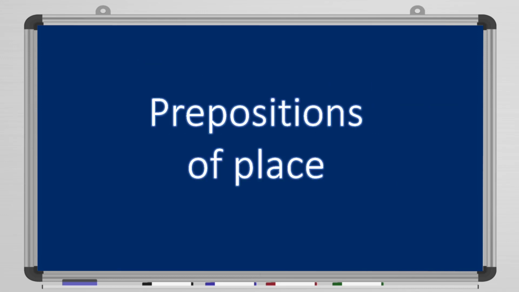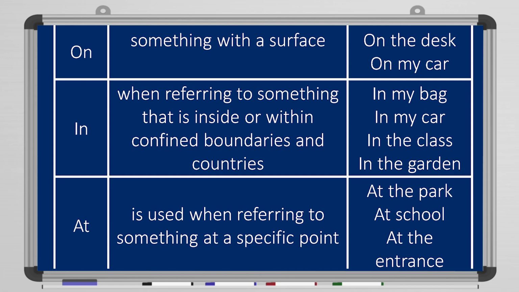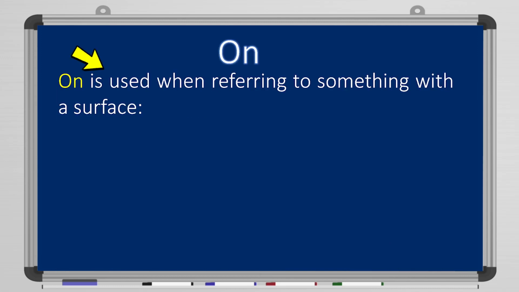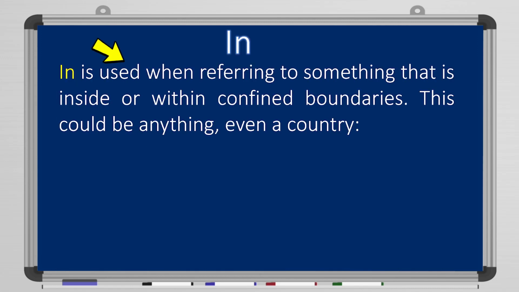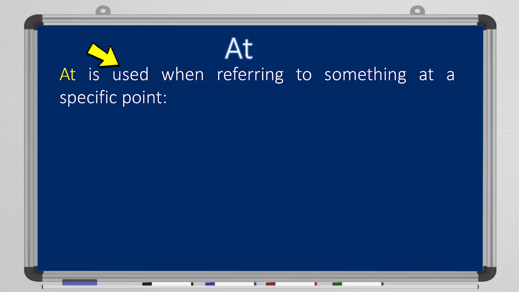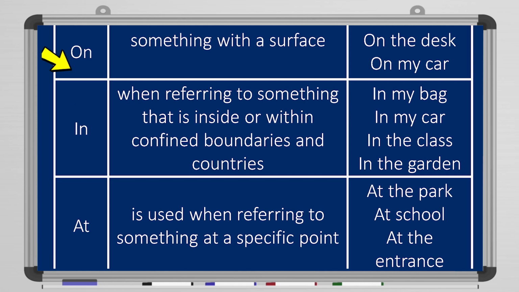However, when it comes to prepositions of place, it's the same thing. On is when you put something on a surface. In, when we're referring to what is inside something within confined boundaries, and countries. And at is used when we're pointing at something at a specific point. Again, you have some examples here for you, and what I advise you to do is to read them and make yourself more familiar with them.